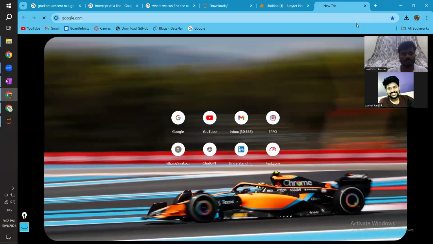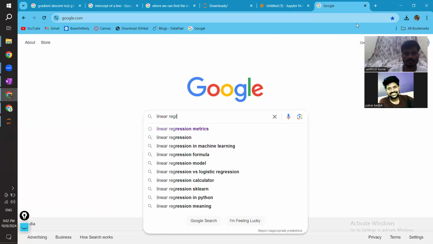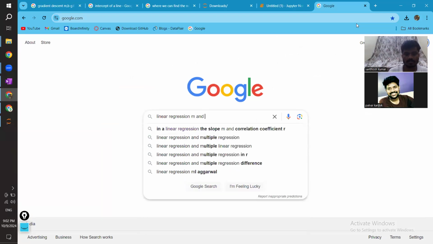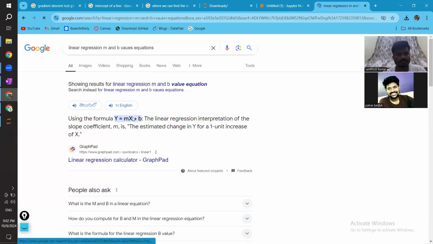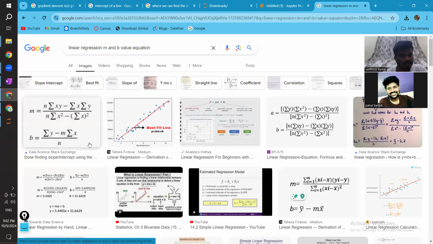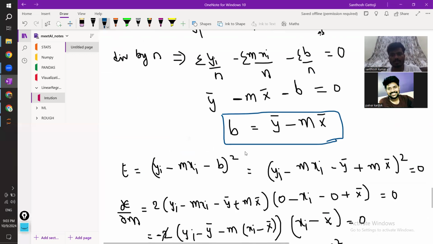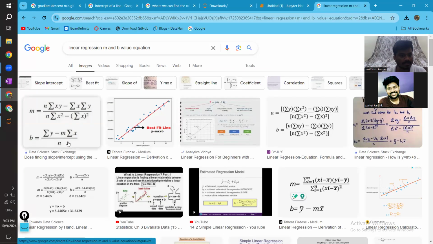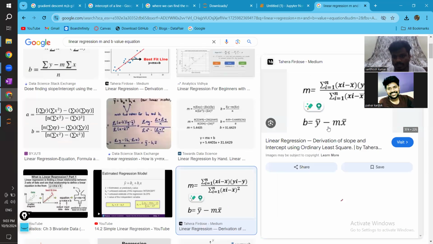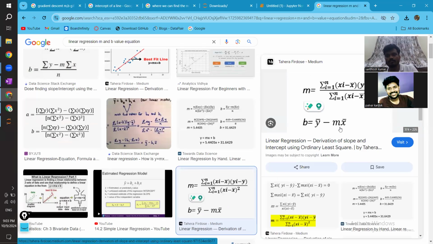Clear. Okay, so even if you see here, in linear regression, the m and b value equations: y minus m x bar. If you do the summation, it is the same thing whatever we got here, right? So this is y bar minus m x bar, for the overall data points. And if you see here, b equals y bar minus m x bar.